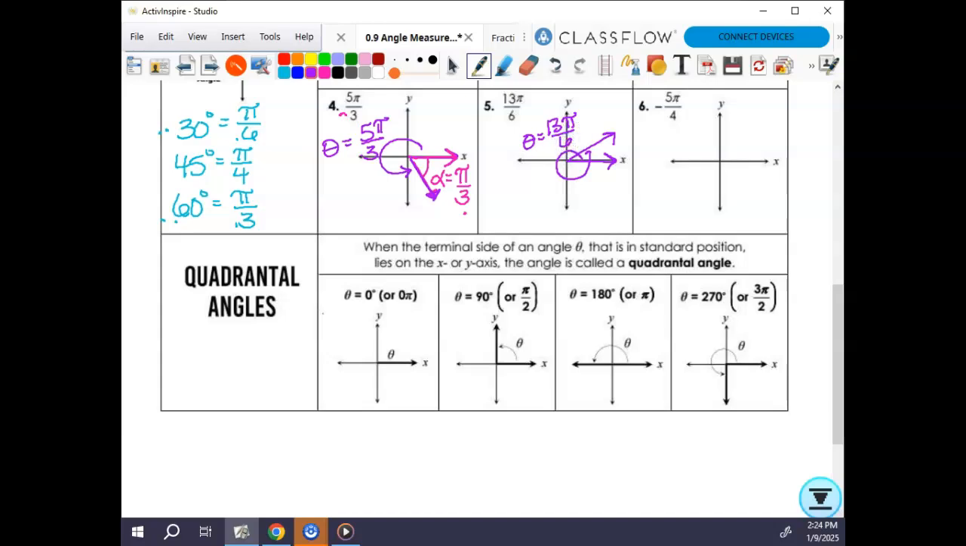You need to know that pi sixths is 30. I don't care if you know what 13 pi sixths is in degrees. Nobody's ever going to ask you, and if they do, it's going to be a question where you can use the conversion formula, right? Those are not things we have to commit to memory.